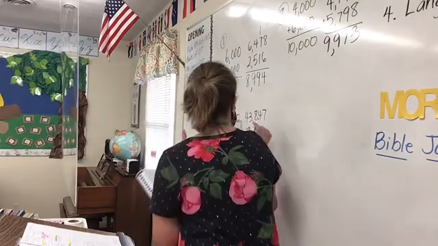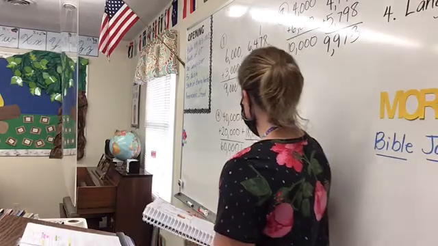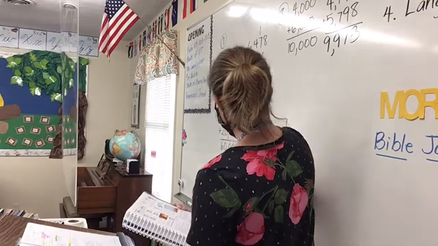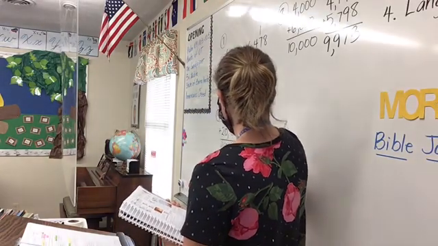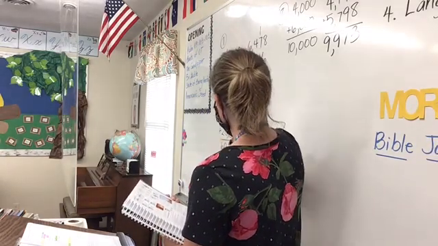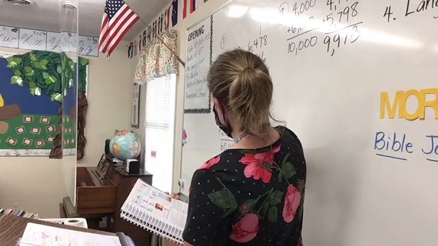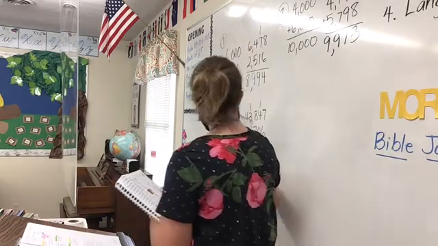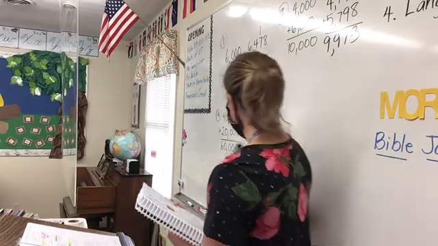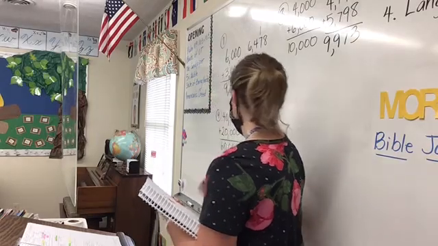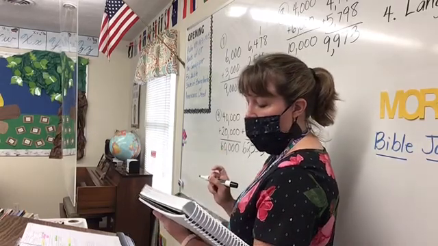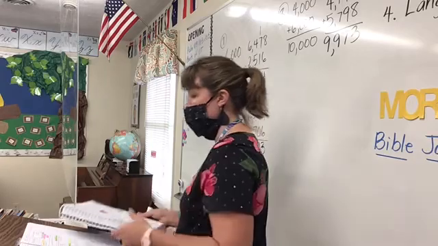Okay. So 7 plus 6 is 13. Put your 3, carry your 1. 1 plus 4 is 5. So 8 plus 7, 15. Put your 5, carry your 1. 8 plus 4, 12. And then 1 plus 4 plus 1, 6. 52,553. Alright, go ahead and do number 10 at your seat and we'll see if you get it correct.